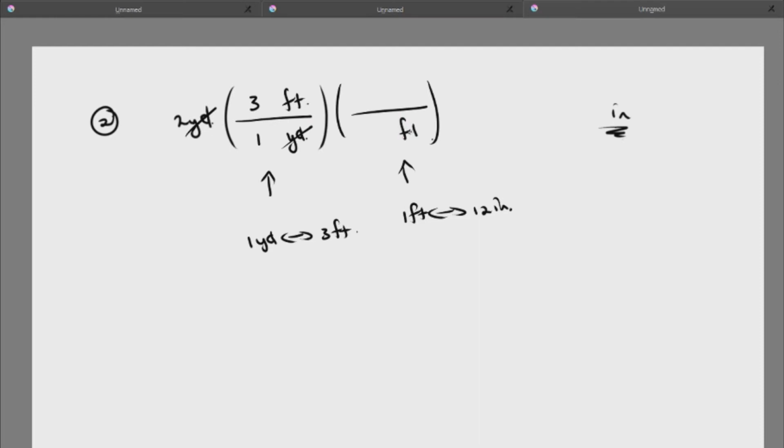That means I need to put the feet in the bottom and the inches at the top for the next conversion, which will put the 1 in the bottom and the 12 at the top. The feet cancel, and I'm in my correct inches unit. Then the numbers are just put together, 2 times 3 divided by 1, but I don't need to actually put that in because it's a 1 times 12, so I get 72.